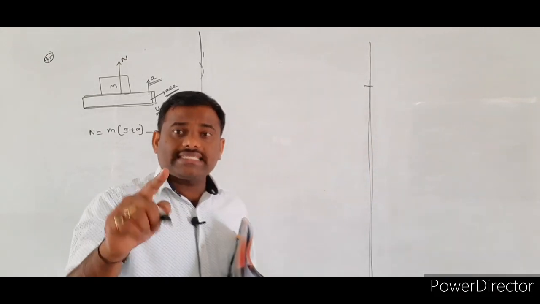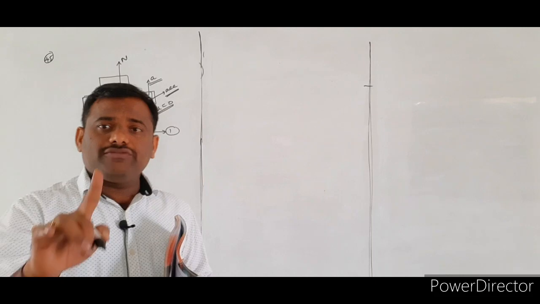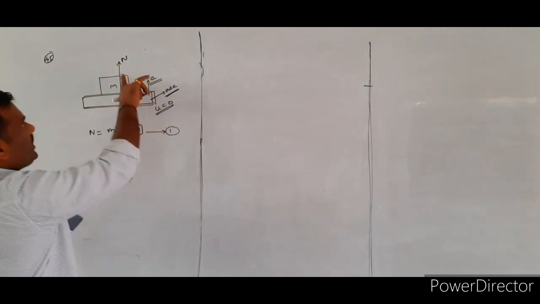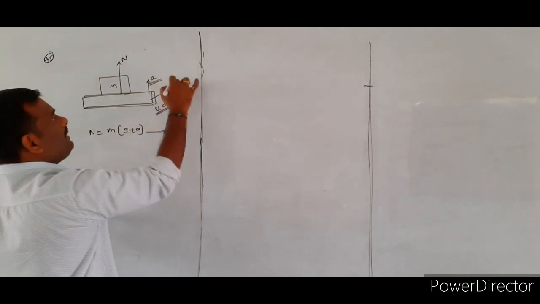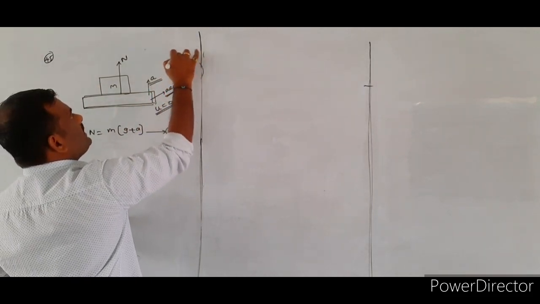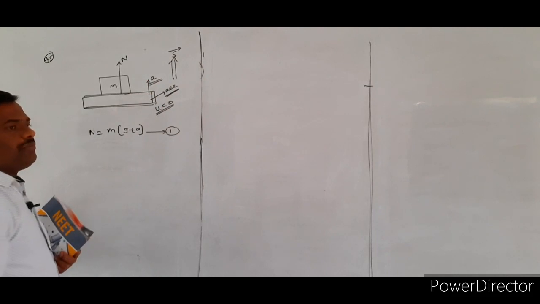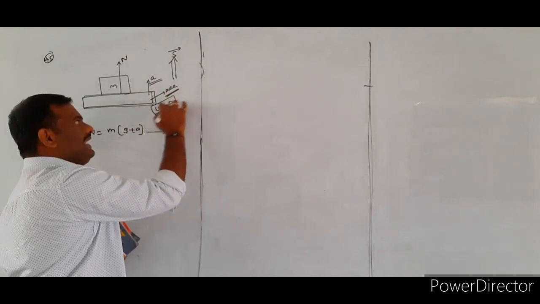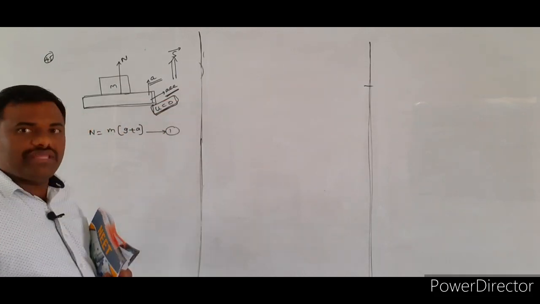Now, here they are asking the work done. Work done is equal to what? Force into displacement. They are asking the work done with respect to the normal reaction. The motion will be in the upward direction, so the displacement of the lift is also in the upward direction. So how can we calculate the displacement? They mentioned it is starting from rest.